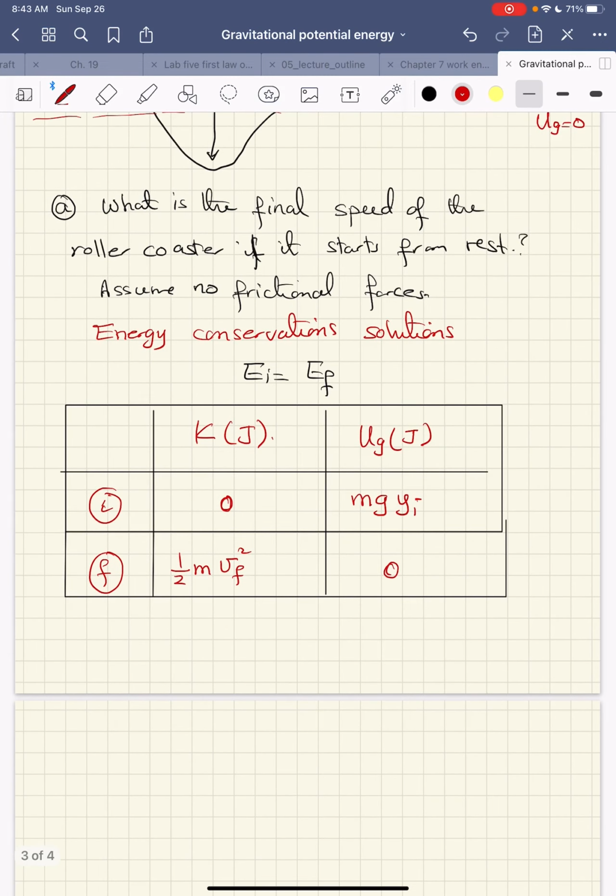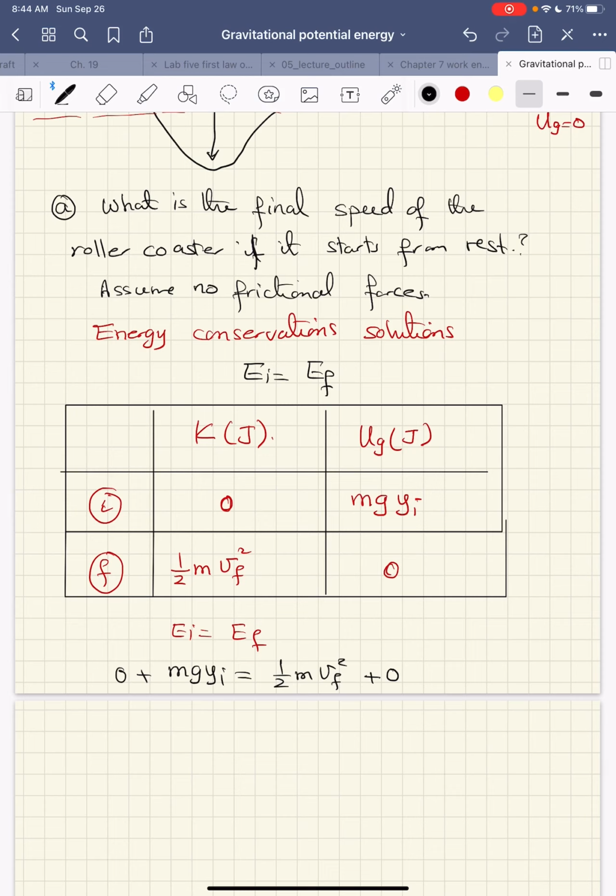I did use my level so that it will make it easier for me to get rid of some of the quantities. Here, you're gonna add the first row. Okay, we said EI equals E final. Then 0 plus mgyi should equal 1/2 m v final squared plus 0.